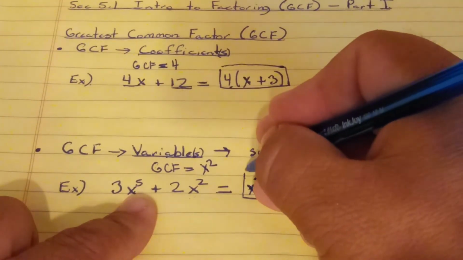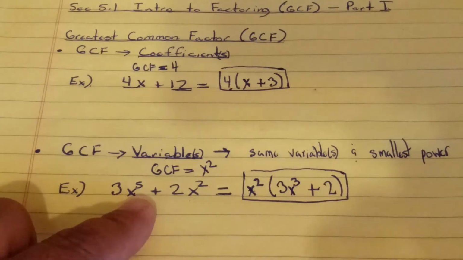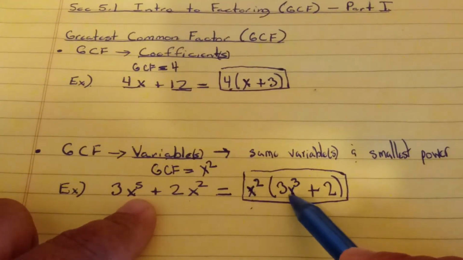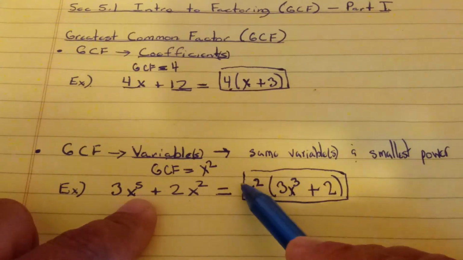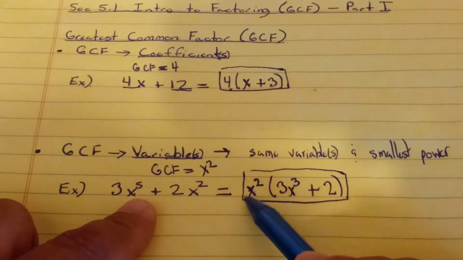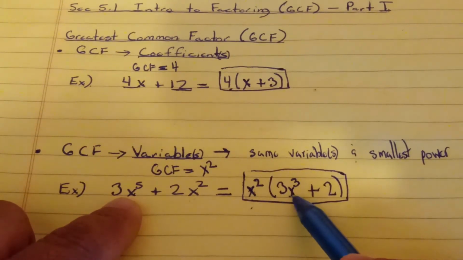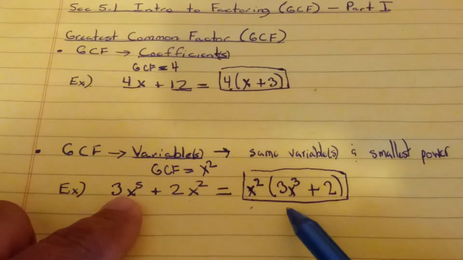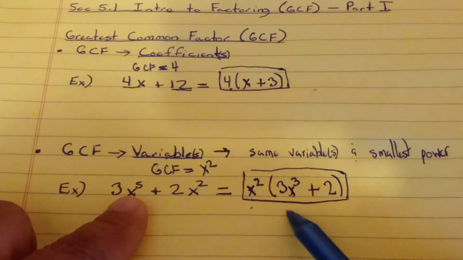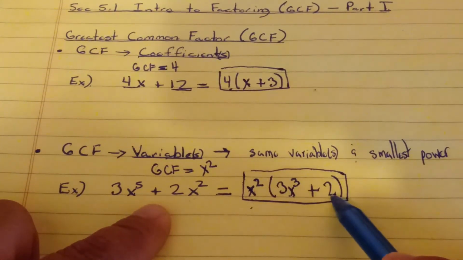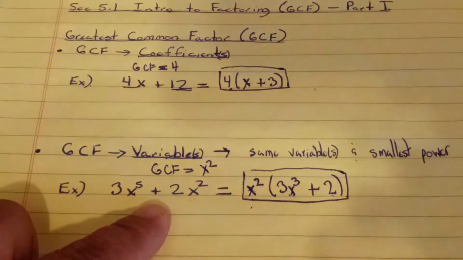Once again, if you want to verify your answer, redistribute the x squared. So x squared times 3x to the 3rd. Remember, there's a 1 in front of x squared, so 1 times 3 is 3. X squared times x to the 3rd. Remember, we use the product exponent rule, so we actually add the exponents. So that's going to give us 3x to the 5th. And 1x squared times 2 will give us, once again, 2x squared.